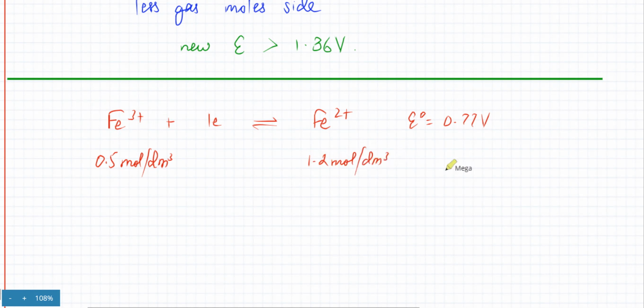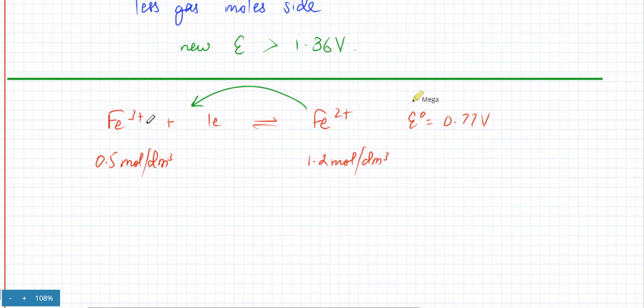So compared to standard conditions, what I've done is I've increased the Fe2 plus concentration. The equilibrium is going to try and do the opposite, so it would move in the backward direction. I've increased Fe2 plus from 1 mole per dm cube to 1.2 mole per dm cube. Equilibrium would try to decrease it, so it's going to favor the backward reaction.